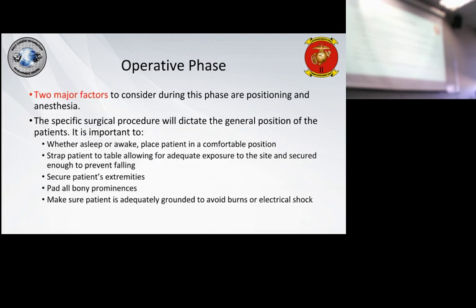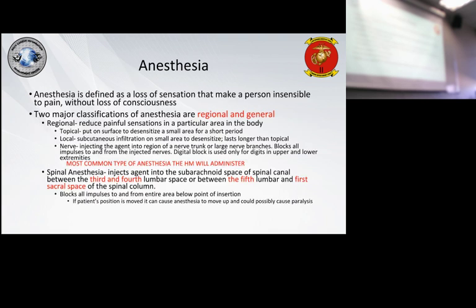Two major factors during the operative phase are positioning and anesthesia. The specific surgical procedure will dictate the general position for the surgeon. Anesthesia is defined as the loss of sensation that makes a person insensible to pain without loss of consciousness. Two major classifications of anesthesia are regional and general.